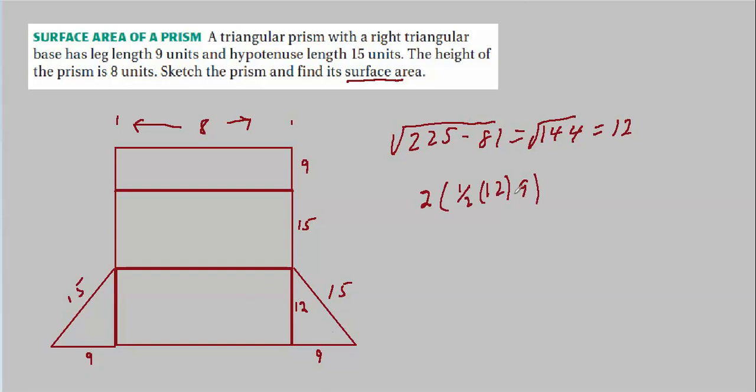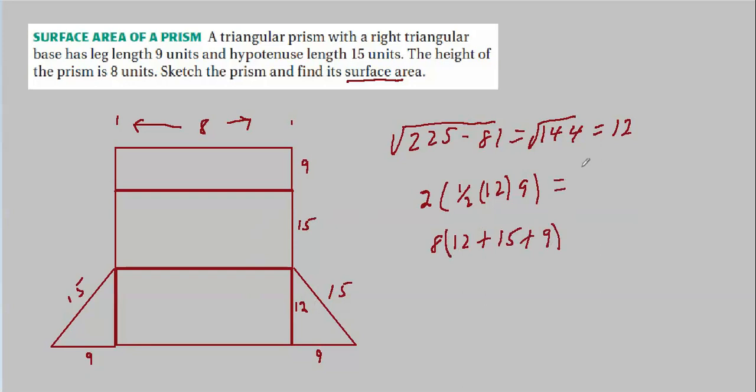Now, we also have some rectangles. Those are going to be easy. Now that we've figured out what each of these sides has to be, we have 8 times 12 for one of them, plus 8 times 15. As a matter of fact, these are all going to get multiplied by 8, aren't they? They all have the same length. So let's make use of our distributive property and say it's 8 times 12 plus 8 times 15 plus 8 times 9, which is the same as 8 times (12 plus 15 plus 9).